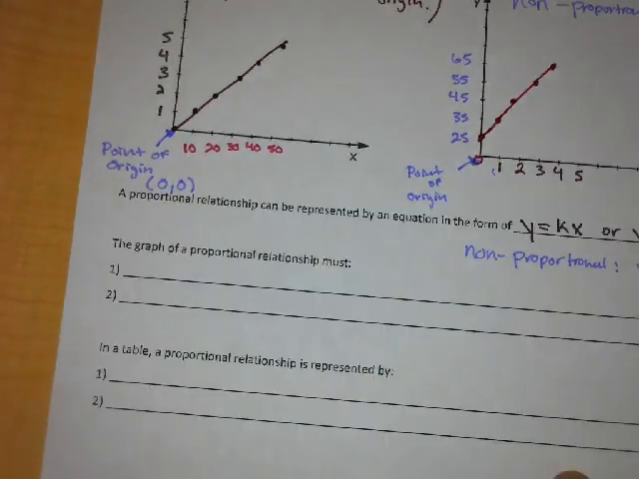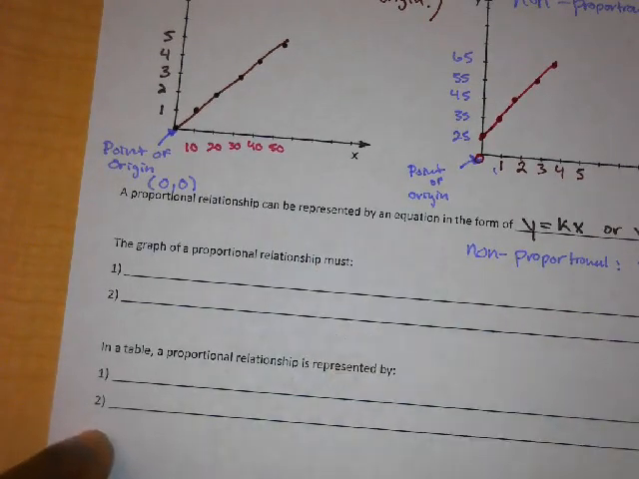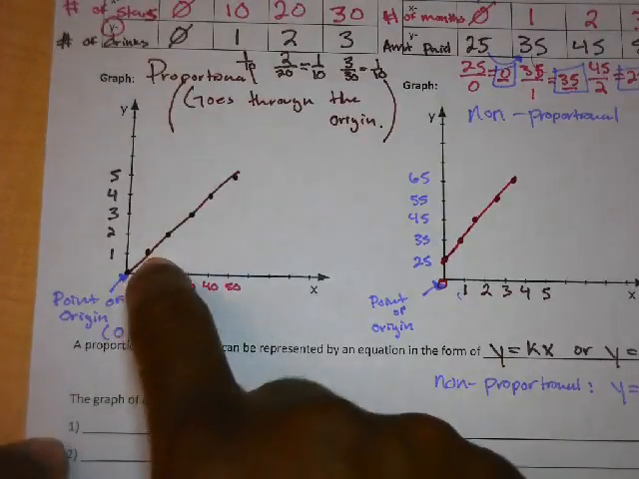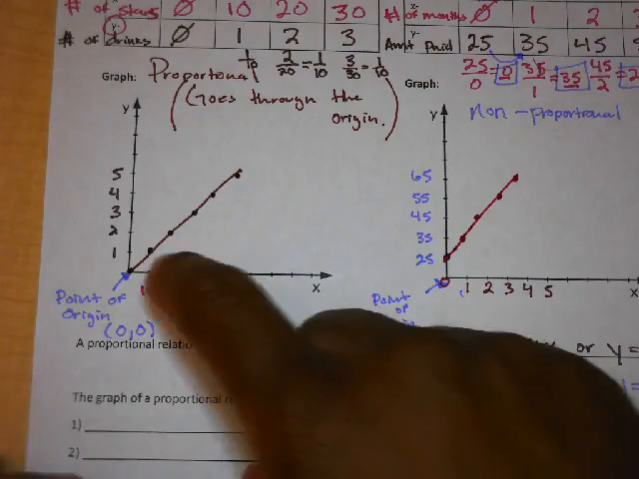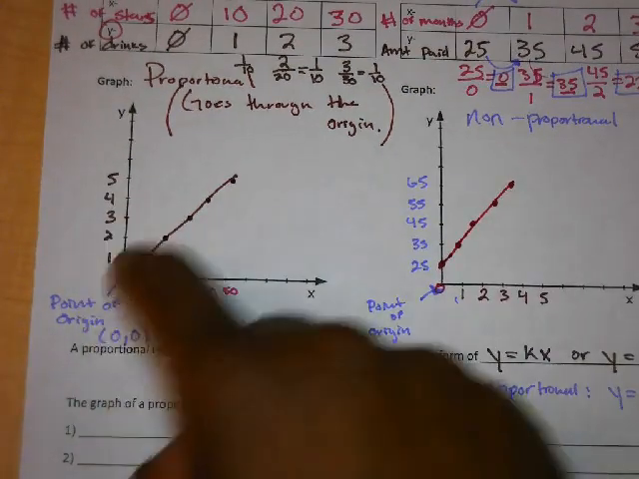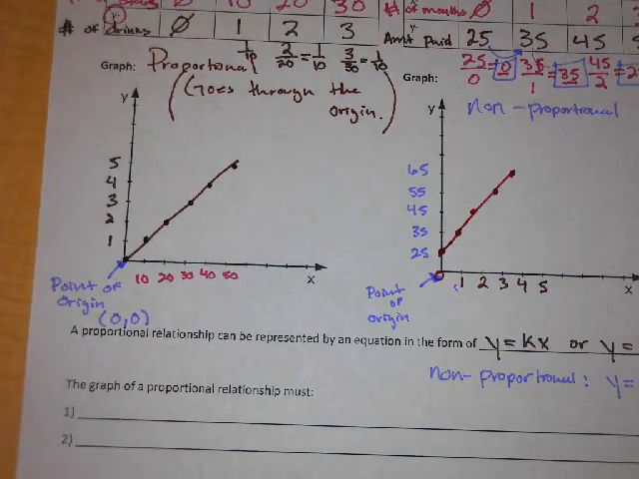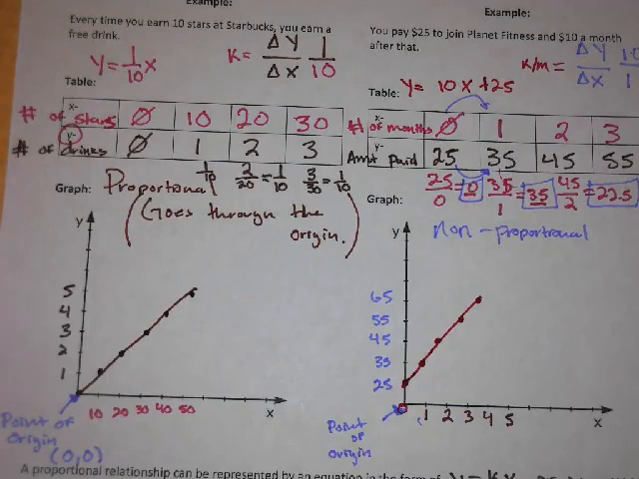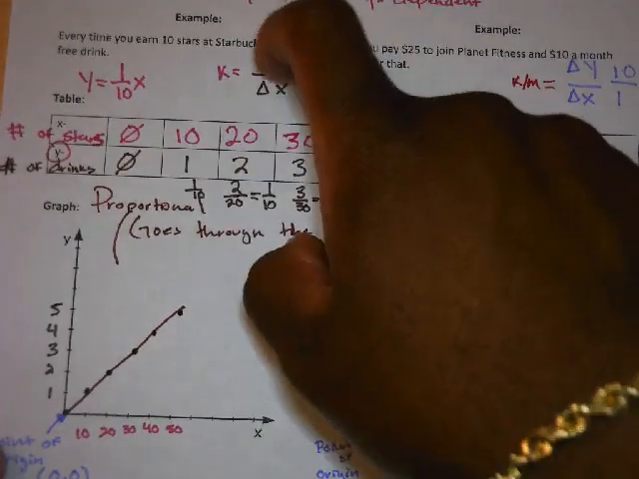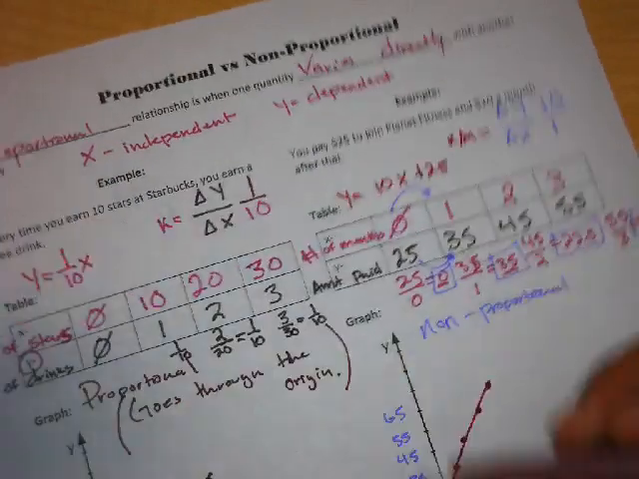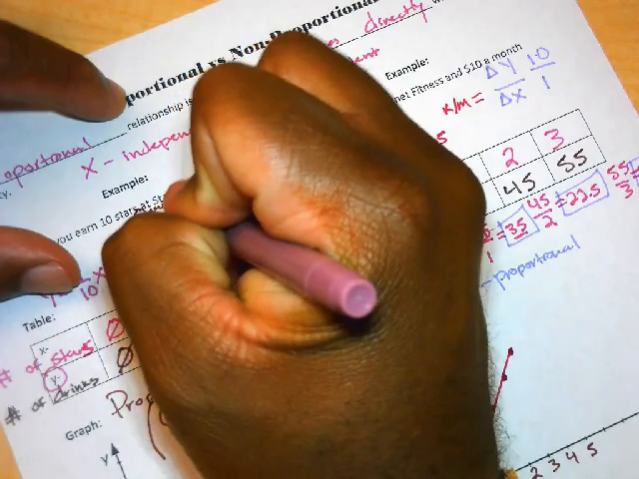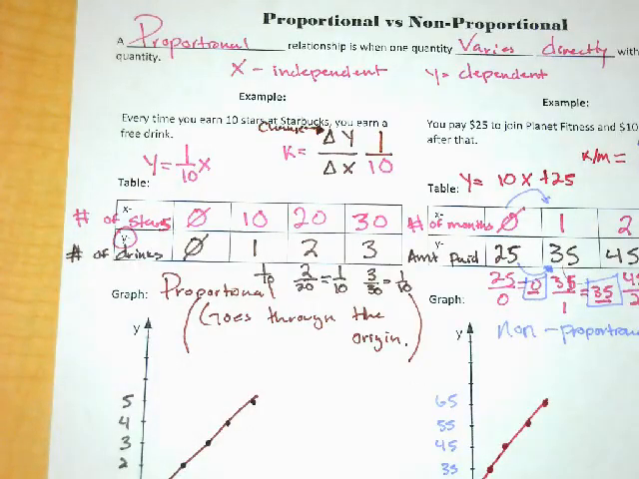That said, I want you guys to answer these two questions and these two questions as well. A proportional relationship must, again, go through the origin, and it must be linear. It means it must be in a straight line. And then the table is represented by k equals y over x or m equals y over x. And these triangles right here are called deltas, and delta means change. So the change in y over the change in x.